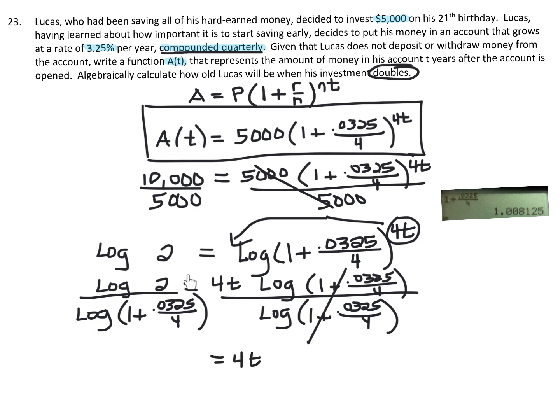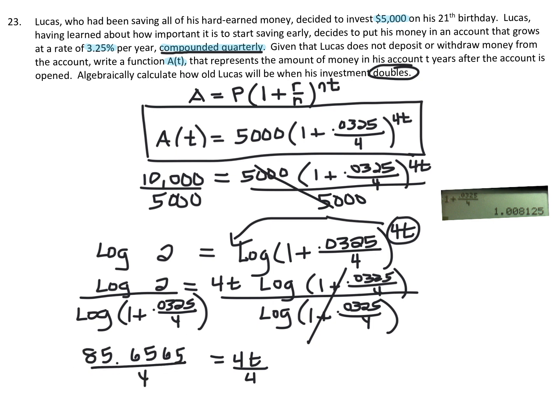And then when you plug this in your calculator, log of 2 divided by log of this parenthesis, you are going to have to round on your paper. As a rule of thumb, I like to round to at least 4 decimal places. So when you do, you get approximately 85.6565.